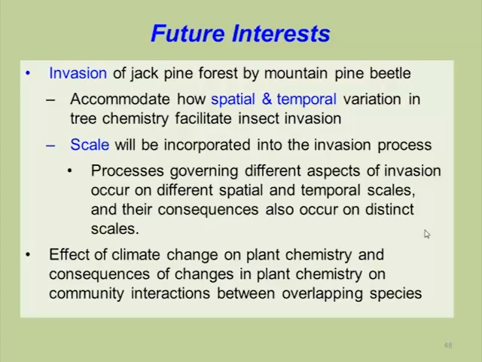Scale, I think, is going to be very important here. The processes governing different aspects of invasion occur at different spatial and temporal scales, and their consequences also occur at distinct scales. Scale will be incorporated eventually.